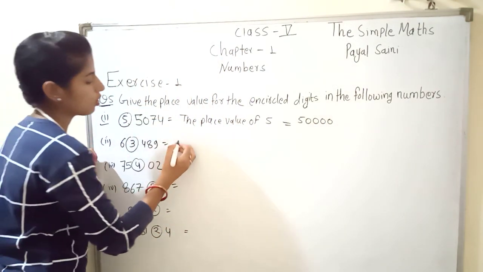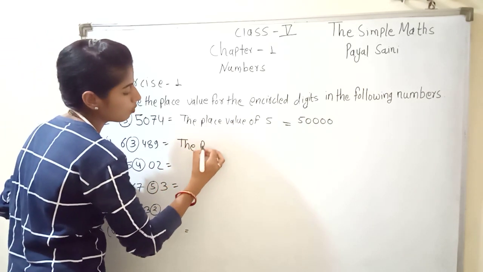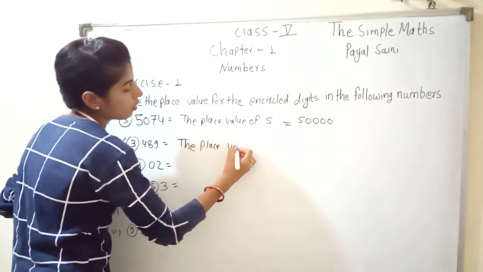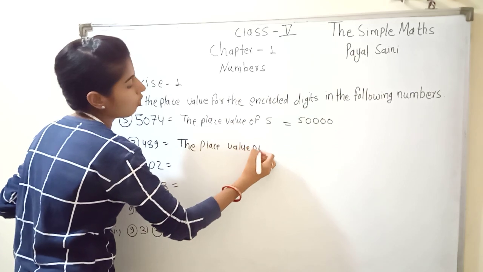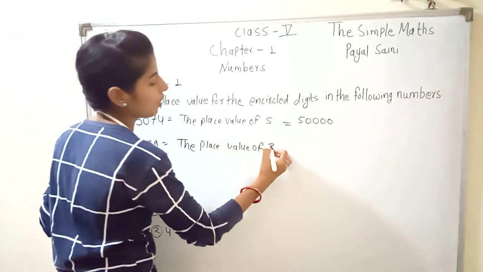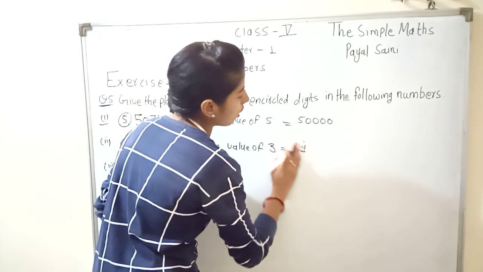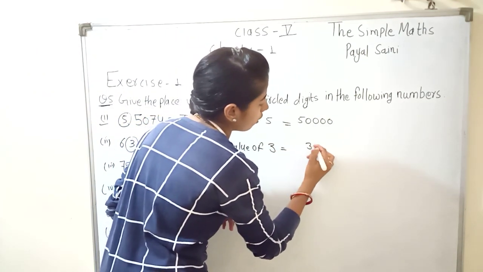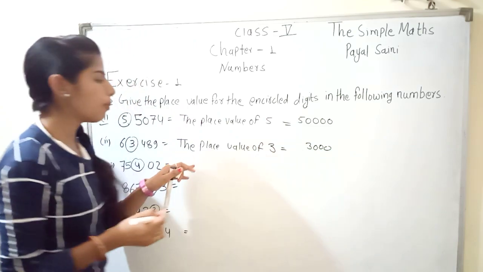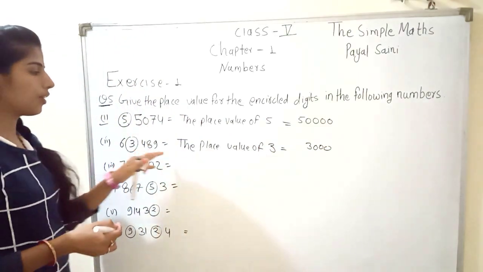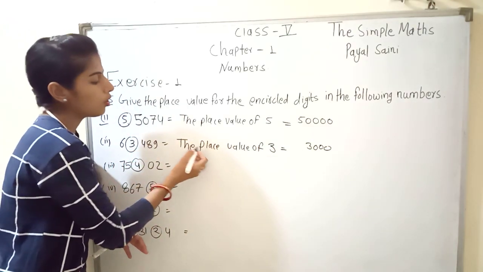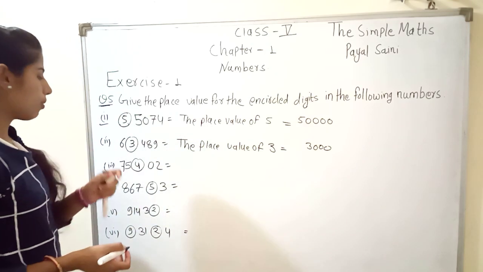That is the place value. The next question, number 2: the place value of 3 is 3000. About place value and face value, I already told you in the first video. If you don't know, you can see video number 1.